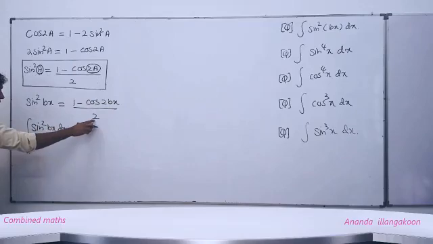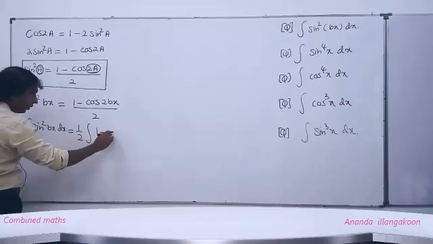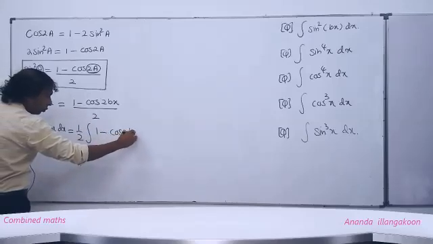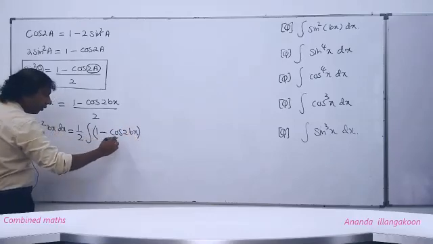Therefore, integration of this sin squared bx is, this 2 is a constant at the denominator that you can take out as half now. Integration of 1 minus cos 2bx dx.